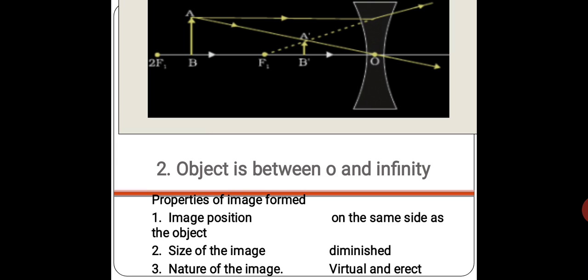So the image is always smaller than the object. So the properties of the image thus formed are: the image position is on the same side of the object, the size of the image is always smaller, that is the diminished size, and the nature of the image is always virtual and erect, because the actual refracted rays will not meet. So we extrapolate the refracted rays so as to meet at a point to form an image. So thus the image formed will always be virtual and erect. So these are the properties of the images formed in front of a concave lens.